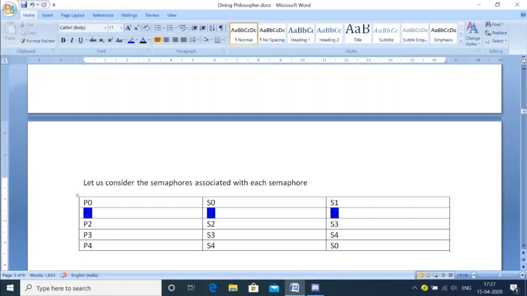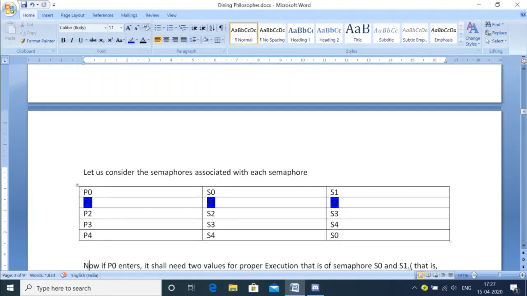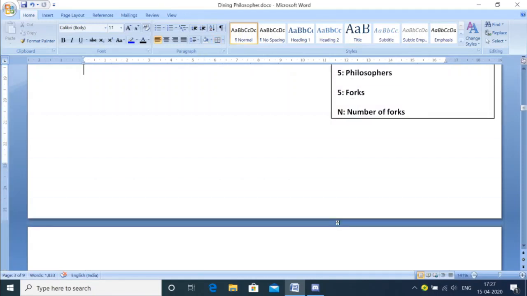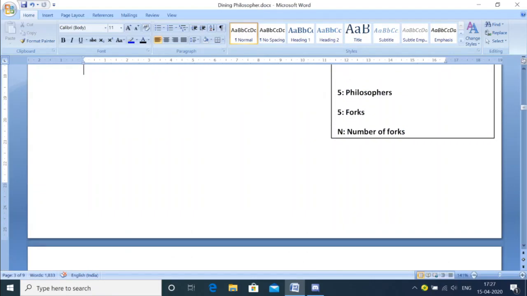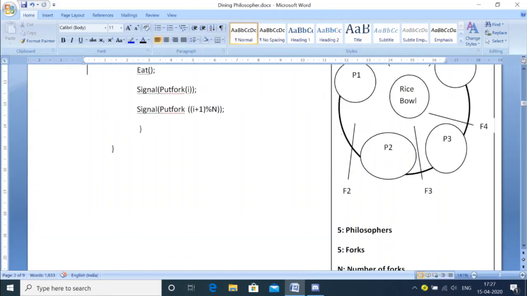And what about S3? That means fork 3. We will check in the diagram again. Is fork 3 available? Yes. P2 will check for F2 and for F3. Both the forks are available. So the semaphore associated with F2, that is S2, and the semaphore associated with F3, that is S3, will have their values changed from 1 to 0.